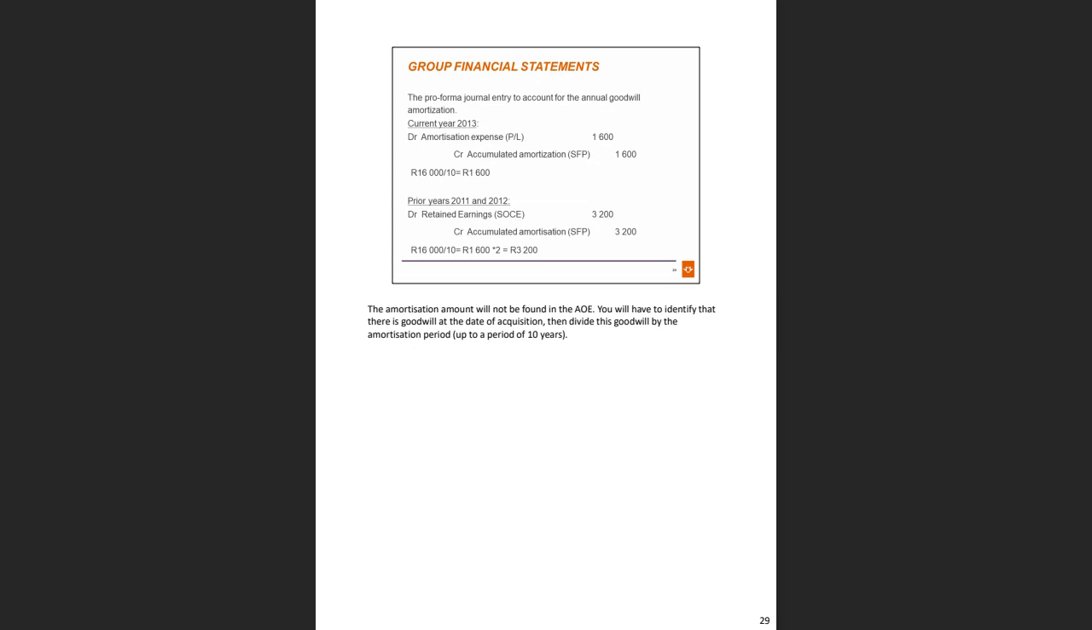So we have our current year journal entry to amortize our Goodwill, and we have our journal entry for 2011 and 2012 as well. So you will see here that the amortization amount is not found in the analysis of owner's equity. So you'll have to identify that there is Goodwill. The Goodwill amount is shown in your analysis of owner's equity, but then you'll have to pass the pro forma journal entries and calculate your amortization for these journal entries. Okay, it's not difficult to do, but just remember, if you see Goodwill in your analysis of owner's equity and you are asked to prepare the pro forma journal entries, you must remember to include your journal entries to amortize the goodwill.